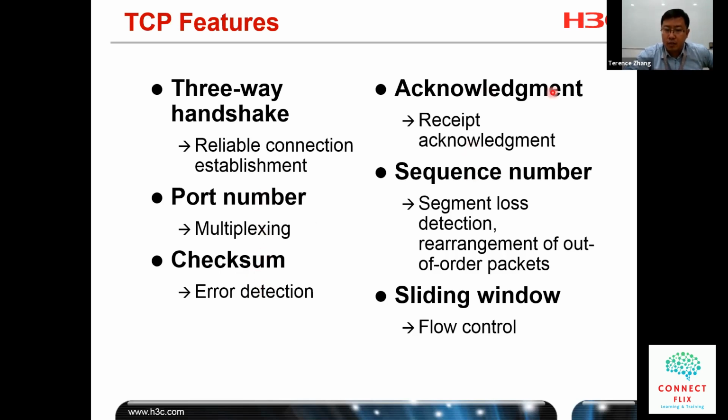And acknowledgement, right? Because TCP builds a connection, and after building the connection, every data transmission has an ACK number. This is TCP only. Sequence number, TCP only. Every segment has a number, and when some segment is lost, it can be retransmitted. Sliding window flow control. We already know the transport layer has flow control, but only TCP has it. The method will be taught later.